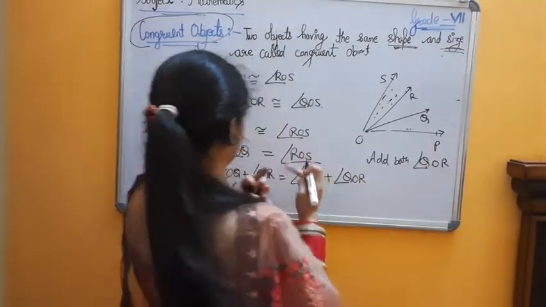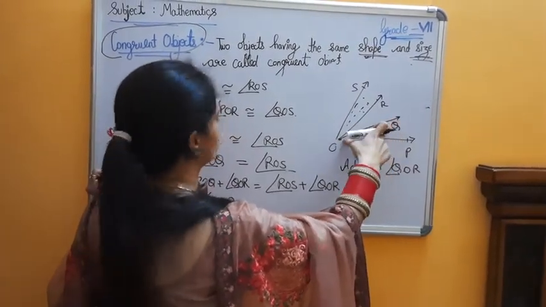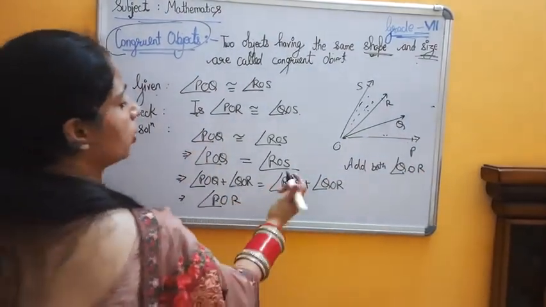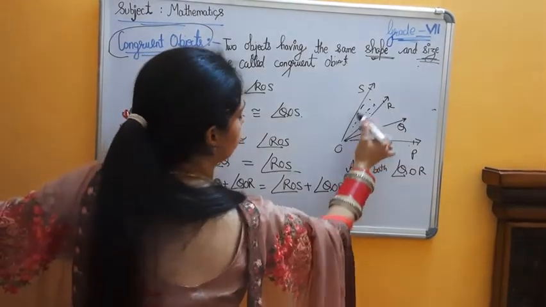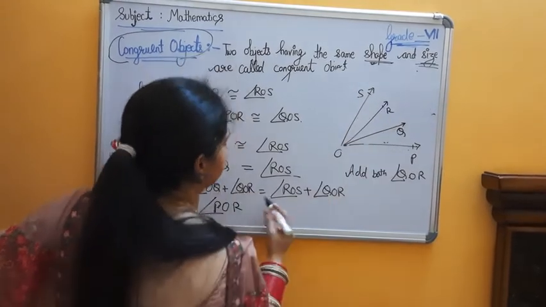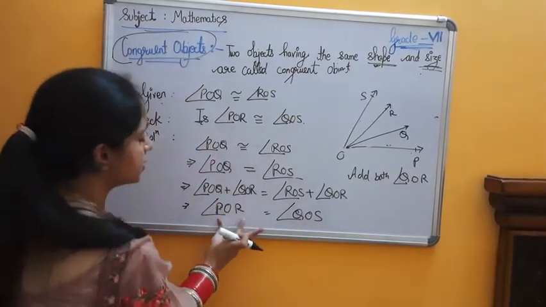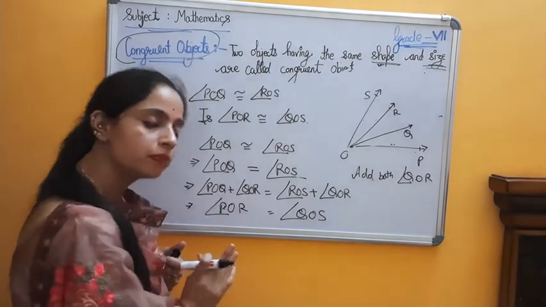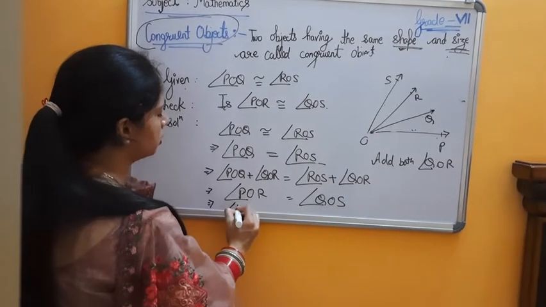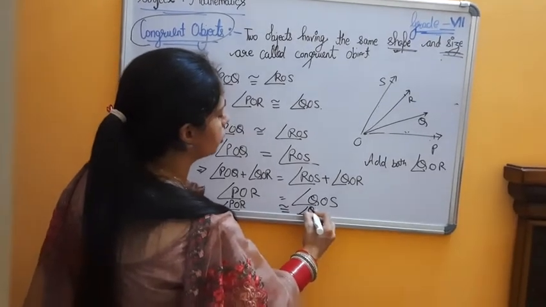Clear? I am explaining again. Angle POQ plus angle QOR, add these two, we get this big angle. Now ROS and QOR, again we get the big angle, that is angle QOS. So see, the measures of these two angles are same. This means these two are congruent. So angle POR is congruent to angle QOS.